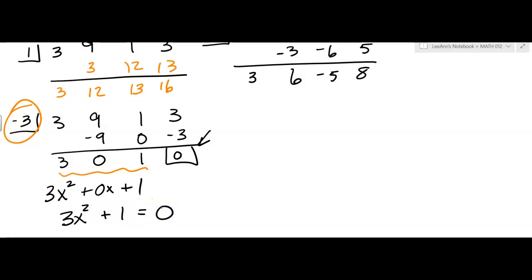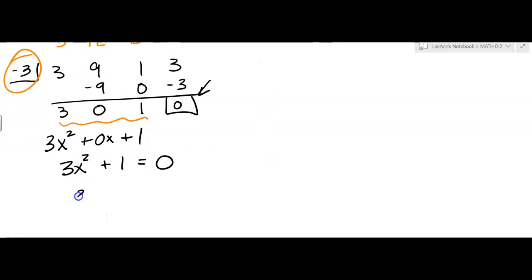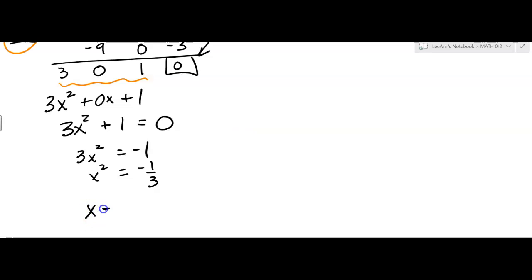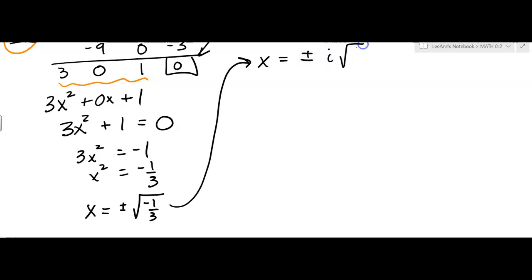When does that equal 0? See, now that's quadratic. That I can solve. So I'm going to put the 1 on the other side. Divide by 3. Take the square root of both sides. I'm going to run out of room. Okay, so we have to do a little bit of work with this. So I'm going to come up here. We're going to say x equals plus or minus i square root of 1/3.